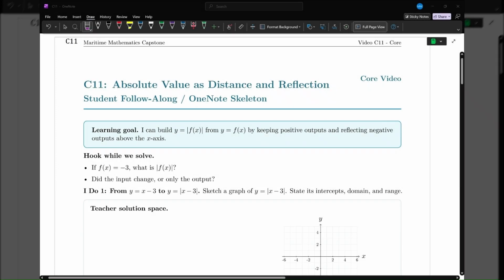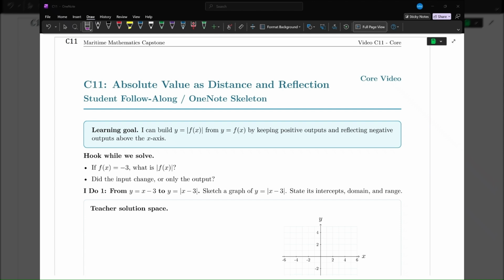Okay, welcome back. In this video, we're going to be looking at absolute values. So video C11, and again, specifically looking at absolute values as a distance and a reflection. Concepts that you've seen distance before, and you'll see reflection more next year.